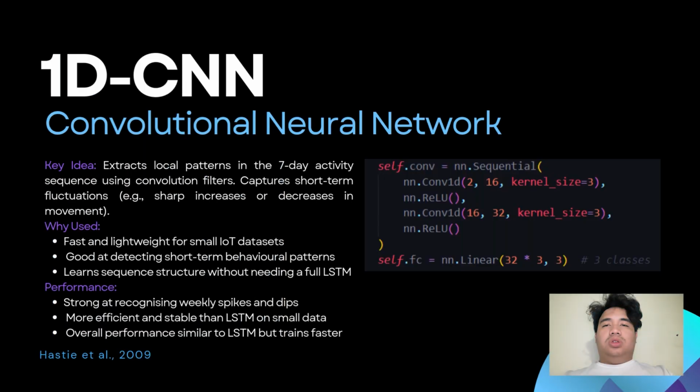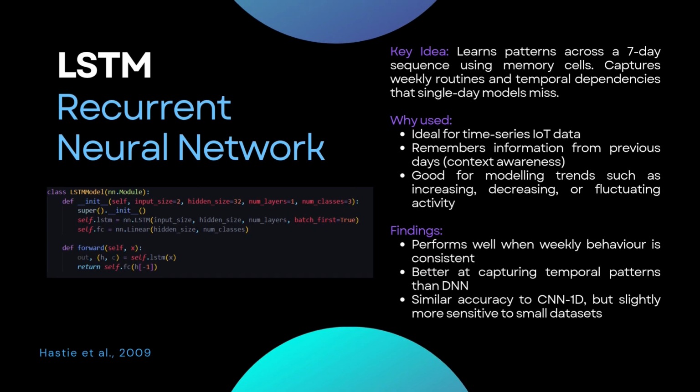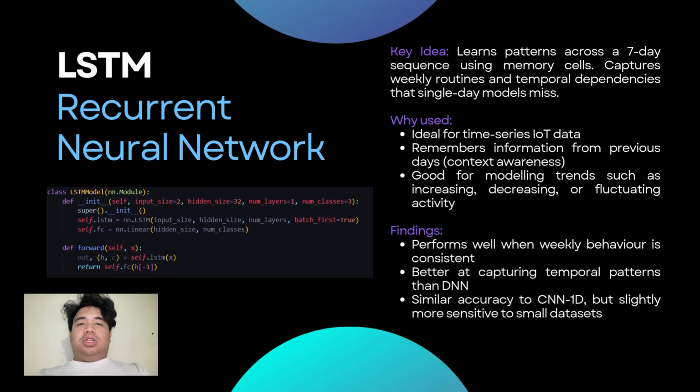A 1D convolutional neural network extracts local patterns in the 7-day sequence, for example, sudden changes in activity. It performs similarly to the LSTM but trains faster and is less computationally heavy. The LSTM is designed for sequential data. It requires daily patterns over the 7-day window. The model performs well at capturing trends, but the dataset is relatively small for deep learning.